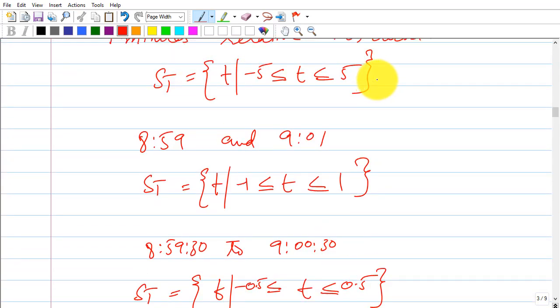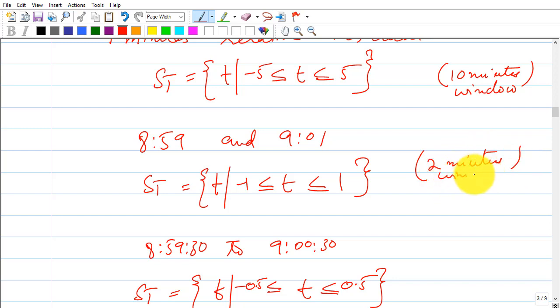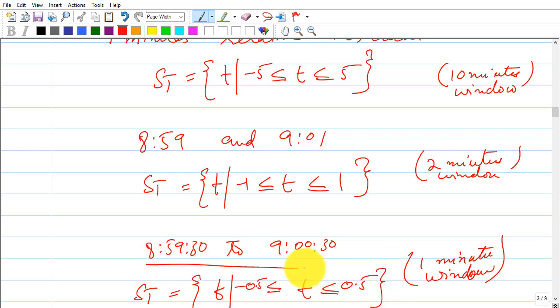So here we have the range of approximately 10 minutes window for the teacher to arrive. Here we have the 2 minutes window, and here we have the approximately 1 minute window. Now as we are reducing the time window, what we can observe is that it's very difficult to say that the teacher will arrive within this time interval.